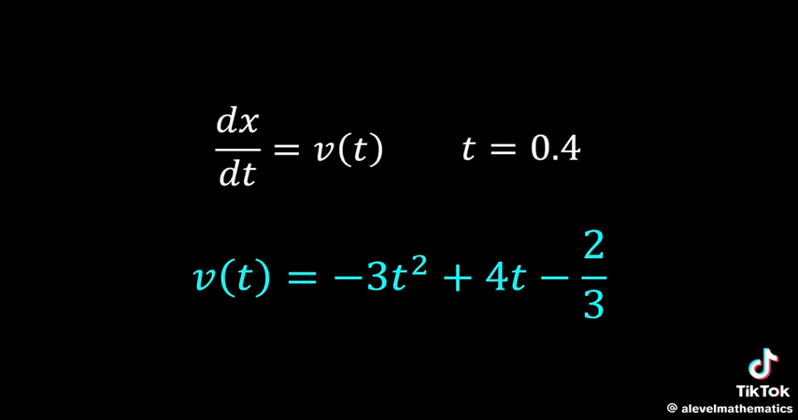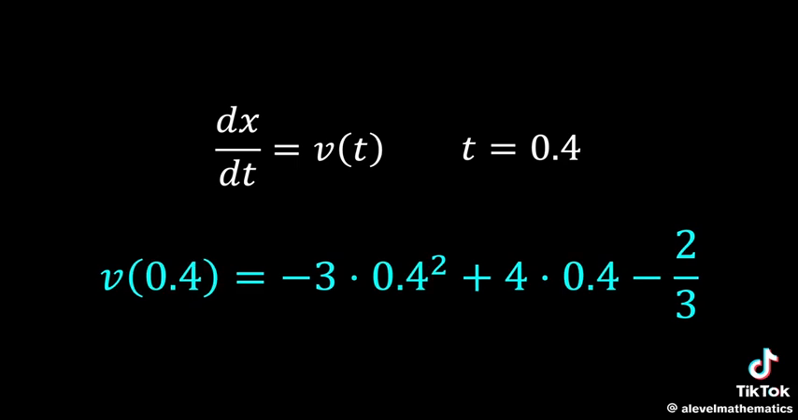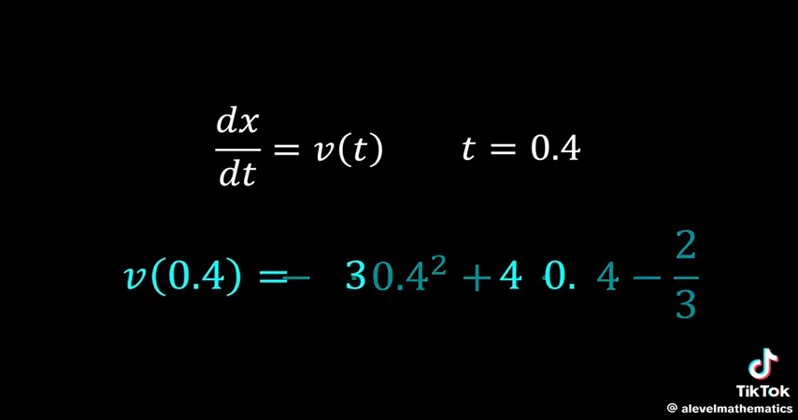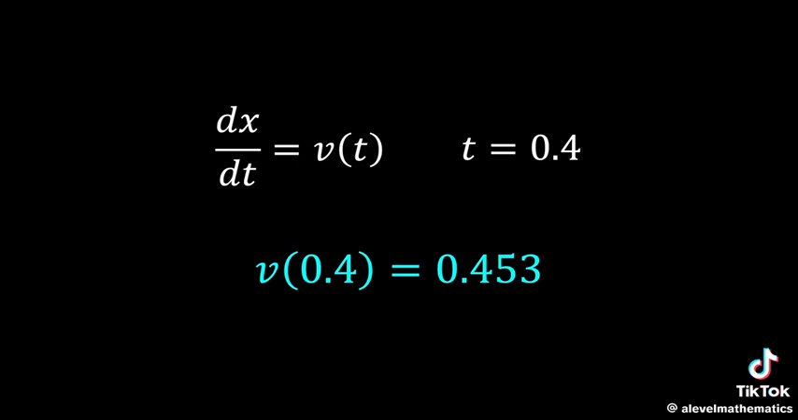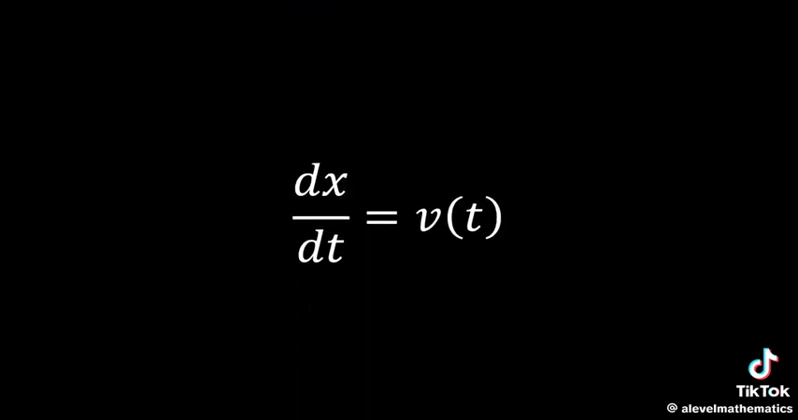Returning to our example, if we want the velocity at t equals 0.4 seconds, we just substitute 0.4 into the velocity formula. This gives the velocity at that exact moment, which will match the gradient of the displacement time graph at that point. So hopefully it's now clear why the derivative of displacement equals velocity.